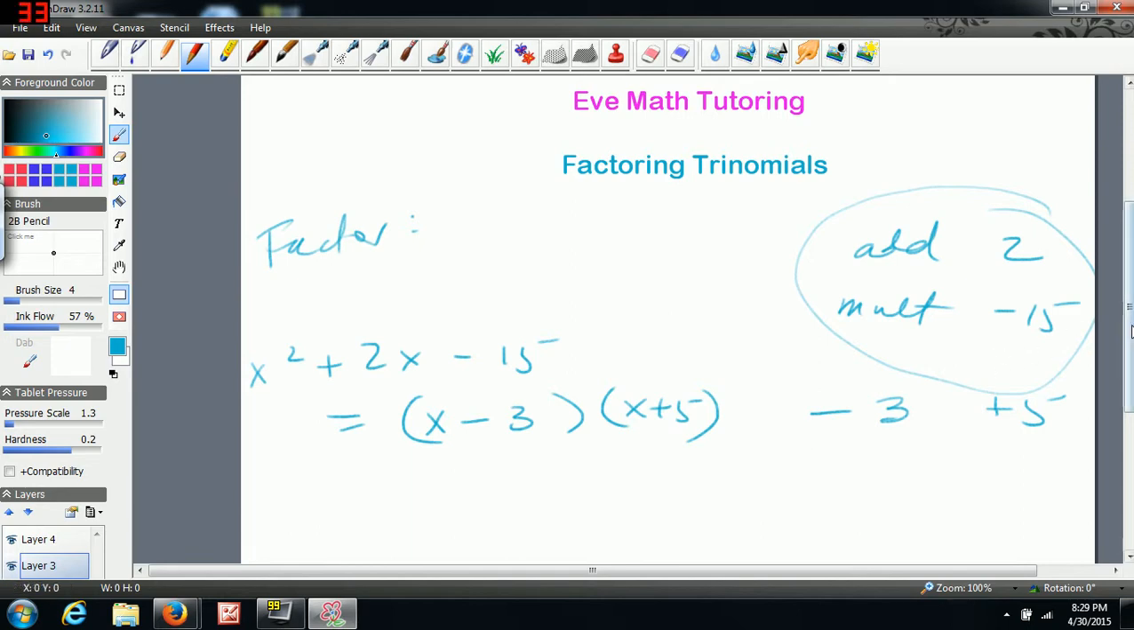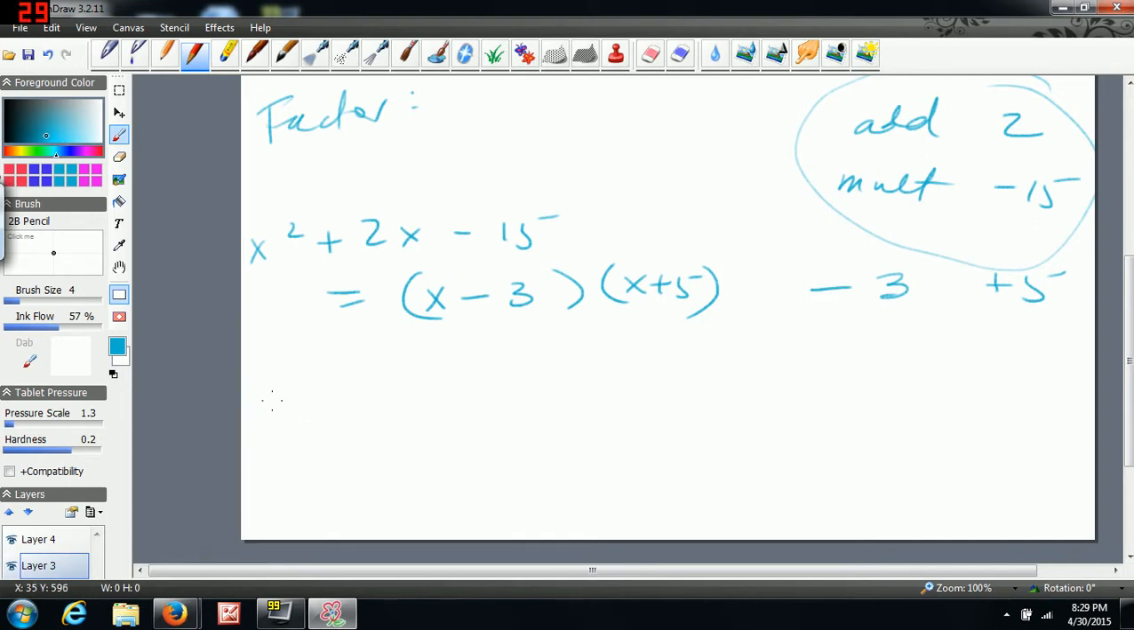Now, what if you had an example where you had, say, a number in front of your first term? Like, say you had something like, actually, I'm going to try something else here. Just give me a second here. So let's say you have 2x cubed plus 4x squared minus 30x, okay? You're asked to factor something like that.